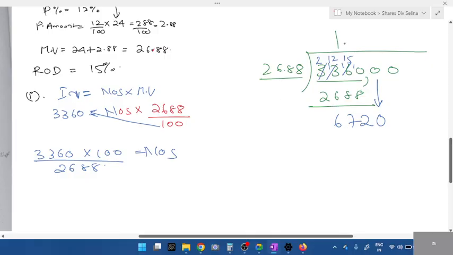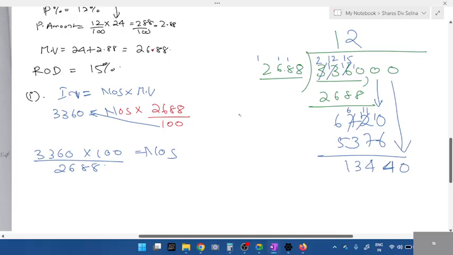You can try 2 times. 2 8s are 16, 17. Yes, 2 2s are 4, 5. So again you reduce it, students. 7. You get 4, 4, 1, 0. Bring down this 0. So 2688, try 4 times. 2688, try 5 times. Check which one gives 13440.